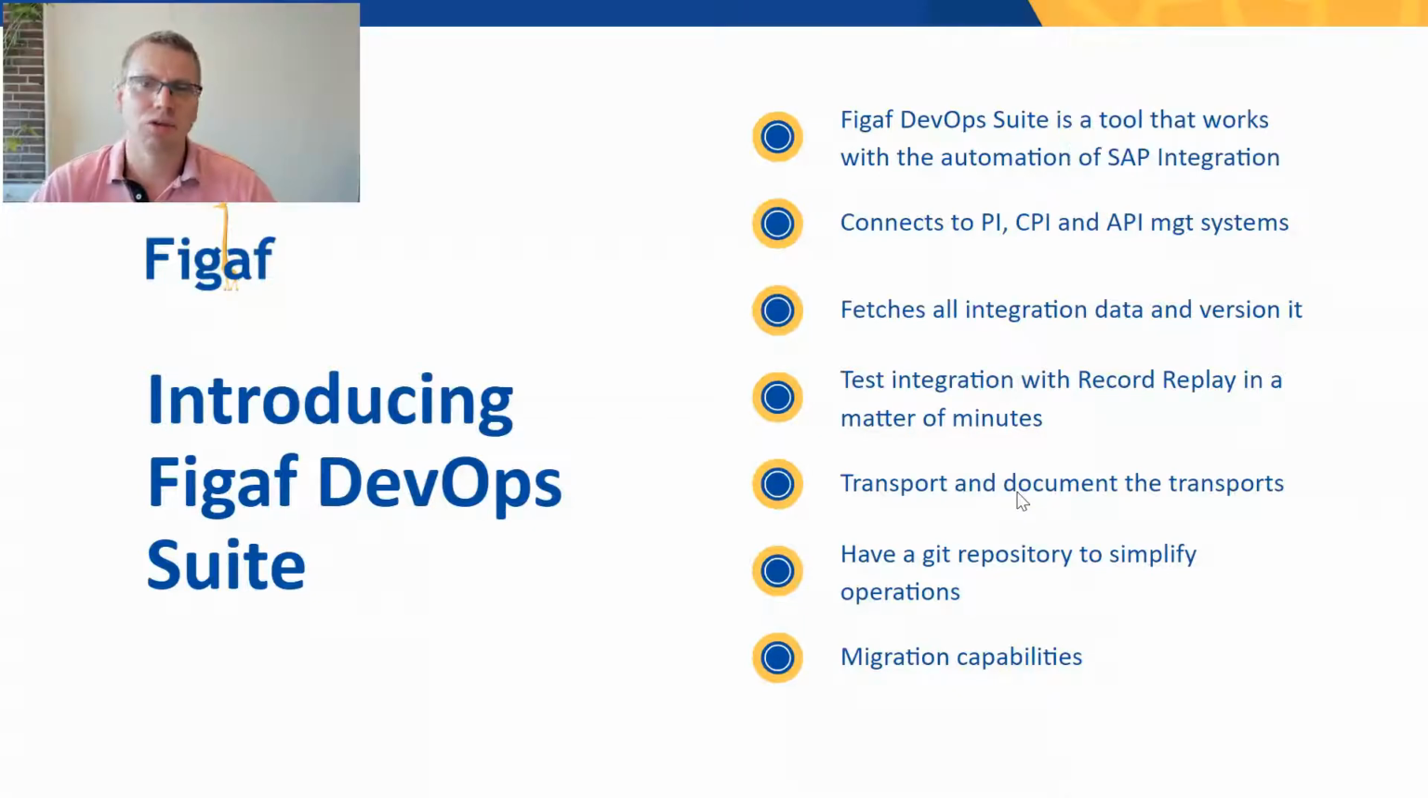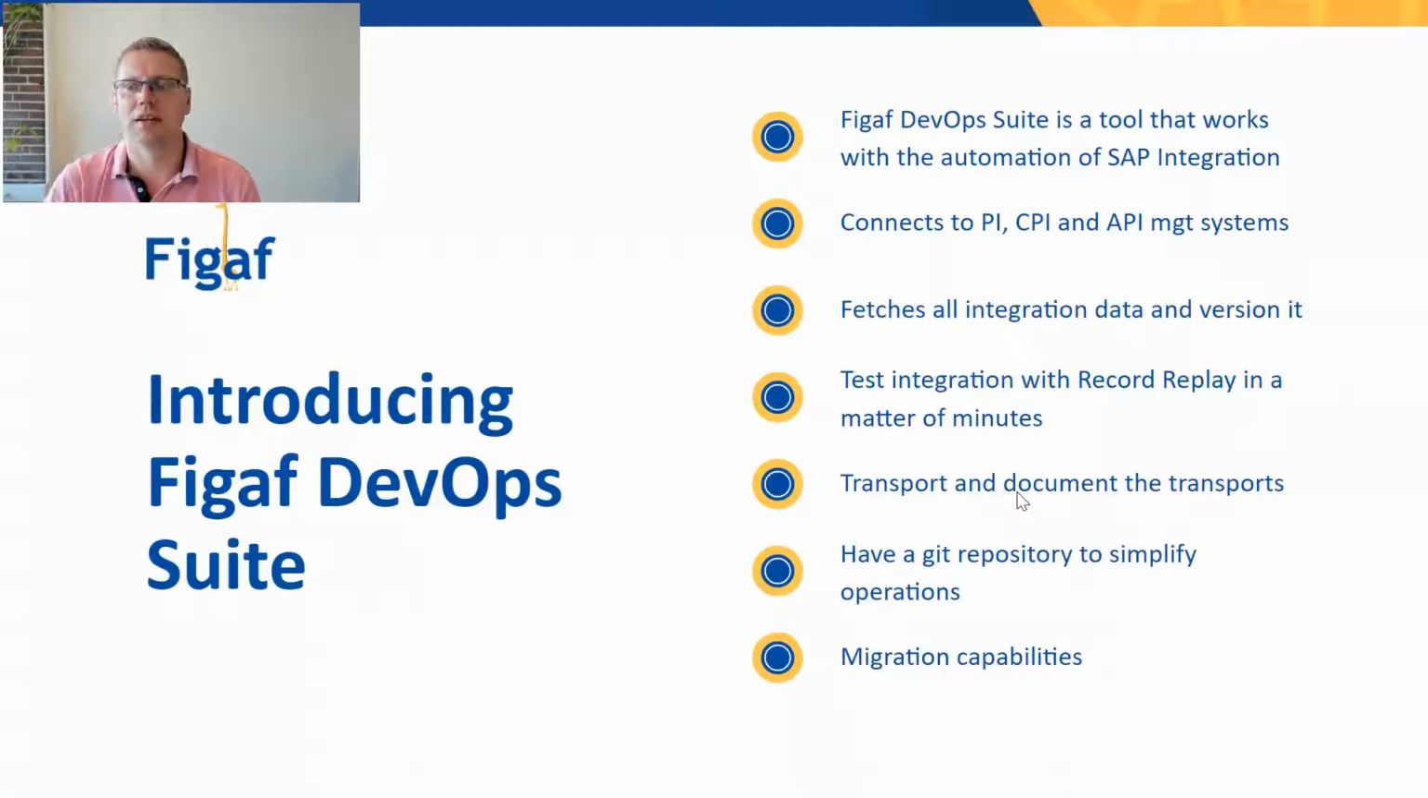So the migration tool is built on the FIGAF integration suite, and this gives us a lot of nice capabilities. It's a standalone application. It deploys in Cloud Foundry or on your local systems, whatever you have. It's a pretty easy to install application. It then connects to the different systems. You have your PI CPI system.